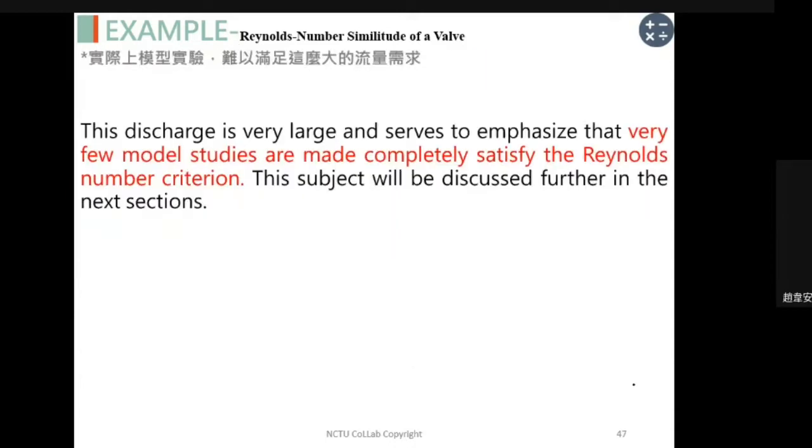But this discharge is very large in the laboratory environment. So we would like to emphasize the idea that very few model studies are made completely satisfying the Reynolds number criterion. So this subject will be discussed further in the next sections.